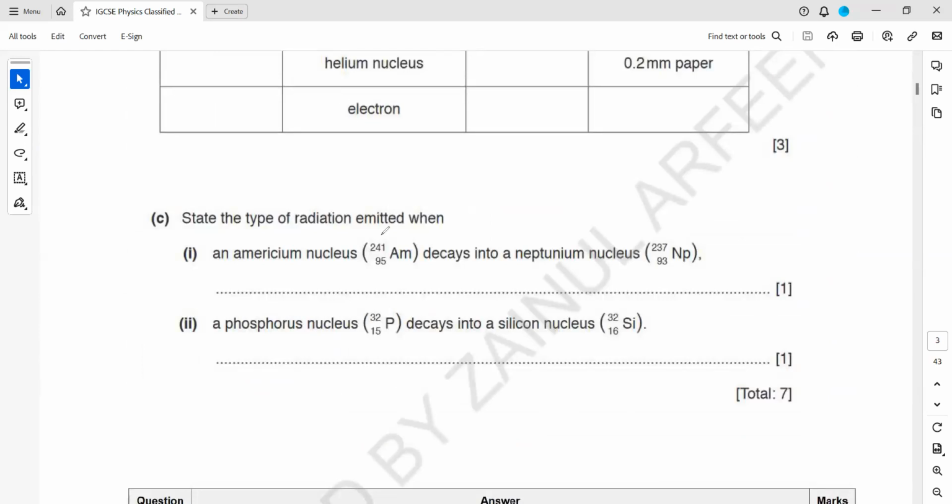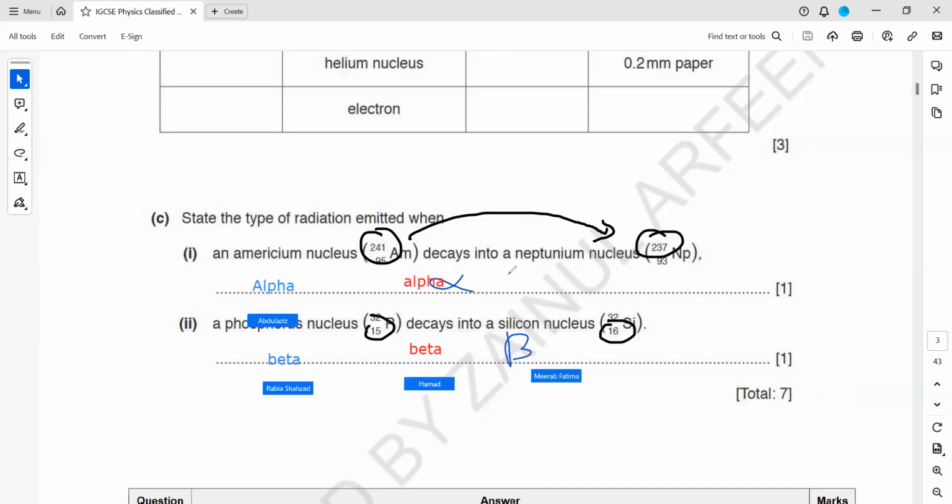Americium 241 changes to 237. Which emission is this? The nucleon number decreases by 4, so it's alpha. And here the nucleon number does not change and the proton number increases by 1. So which emission is this? It is beta. So this was atomic physics, pages 1, 2, and 3.